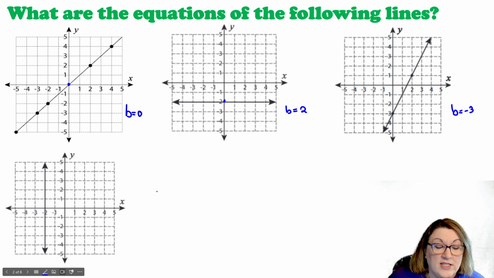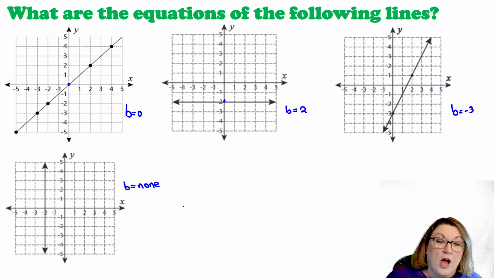And then this one here does not have a y-intercept point. So we'll just put that it's none. Because again, it's where the line crosses the y-axis. That's why it's called the y-intercept point. So if it doesn't cross this y-axis anywhere, then there is no b.